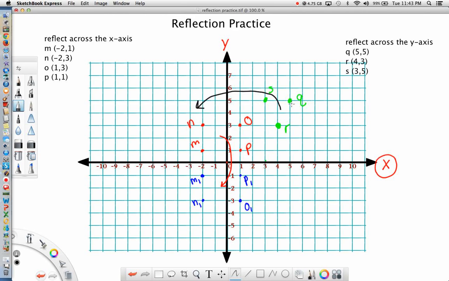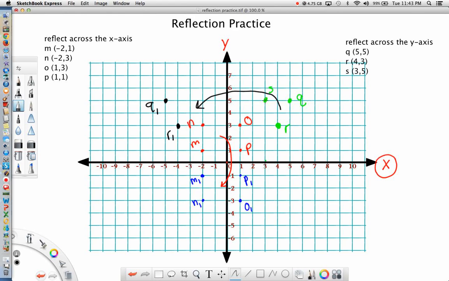So let's start with point Q. Point Q was 5 to the right, but now it's going to be 5 to the left, which would be -5, but it's still going to stay at 5 above. So it would be right there. That's our new Q. And then R was 3 above but 4 to the right. Well, now it's going to be 4 to the left, which would be right here. And that would be my new R.